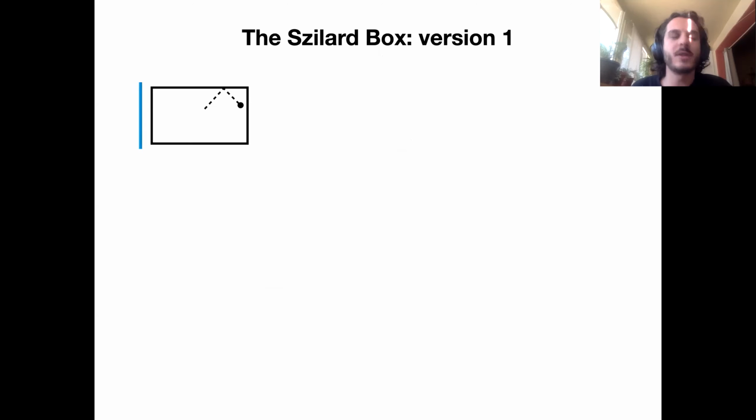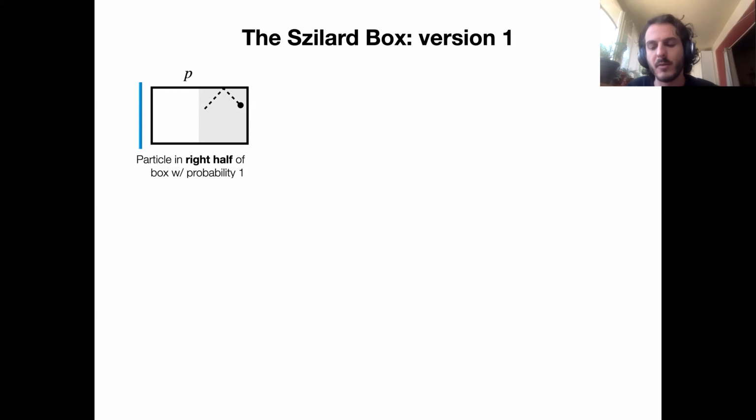The Szilard box that I'm going to consider has a single particle in a box, and there's a vertical barrier that we can move left and right. Let's say that we find out that the particle is initially in the right half of the box with probability 1. So this is the initial distribution. And we actually want to, let's say, extract work from this initial distribution. This is the common setup that's part of Maxwell's demon as often formulated, and so on.